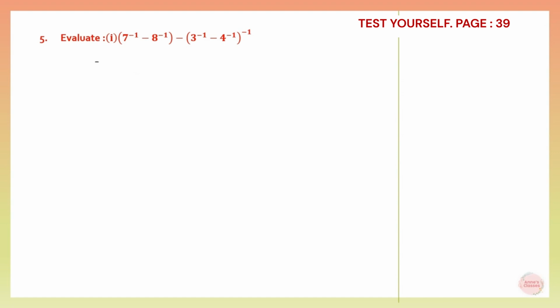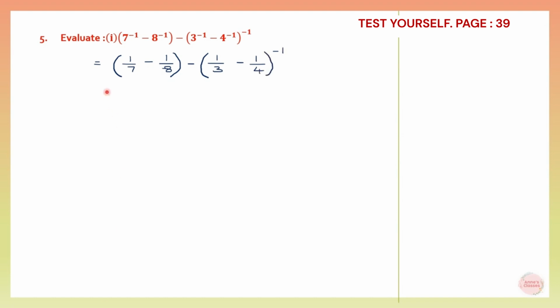So here in brackets we have 7 raised to the power of minus 1. Let's make the power positive. So 7 becomes 1 by 7 raised to the power of 1, which is 1 by 7 itself, minus 8 raised to the power of minus 1, write the reciprocal, 1 by 8 to the power of 1, which is again the same thing, minus, here 3 raised to the power of minus 1 is 1 by 3, minus 4 raised to the power of minus 1 is 1 by 4. And this whole thing is raised to the power of minus 1.